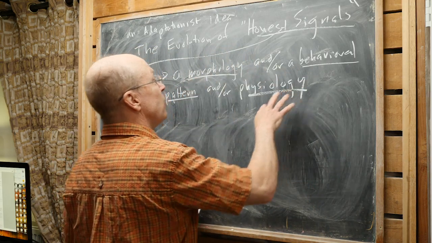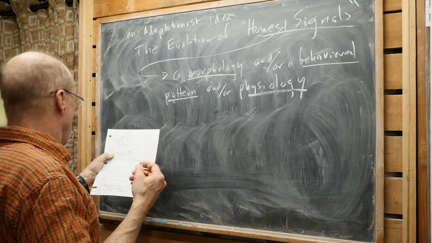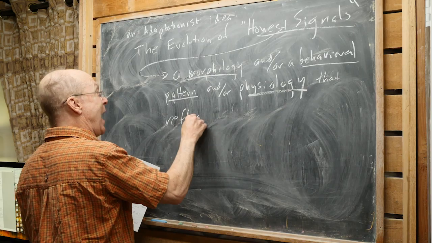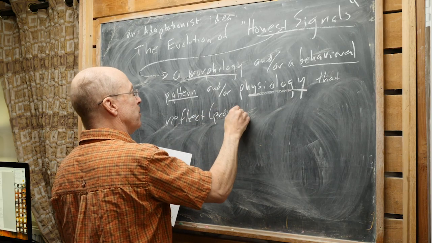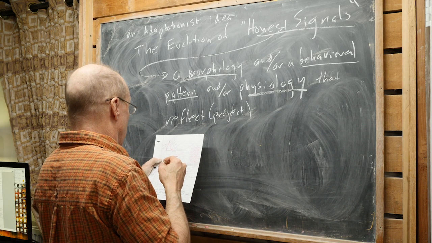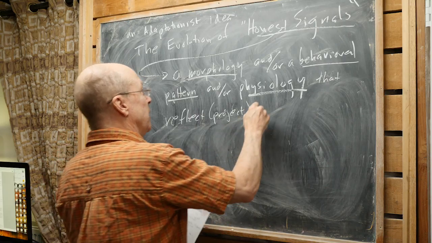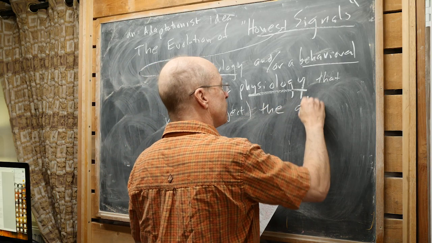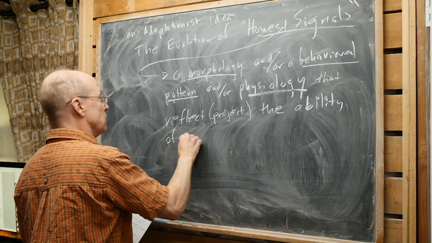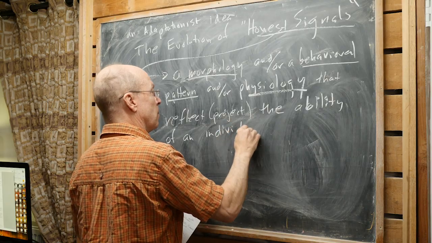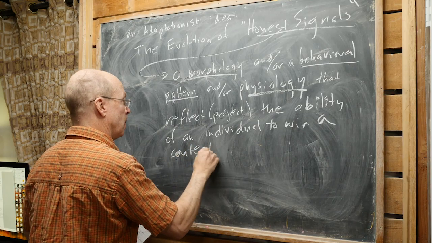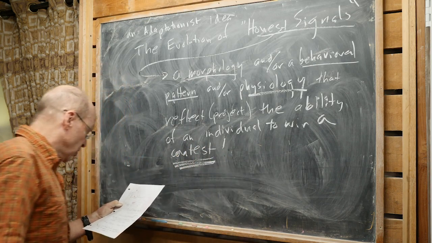So morphology, behavioral, and or physiology that reflect or project, maybe I should say, to an opponent, the ability of an individual to win a contest. And that's an honest signal.